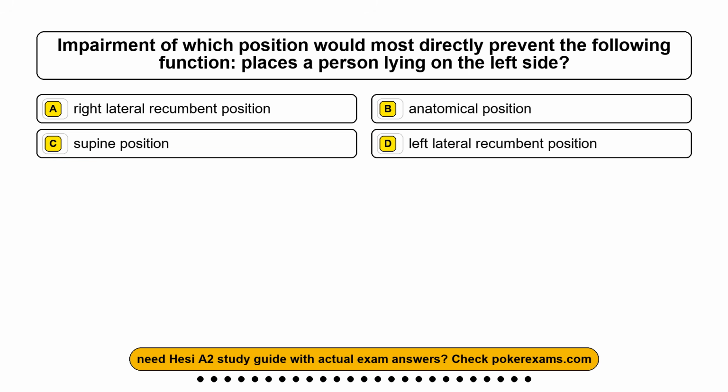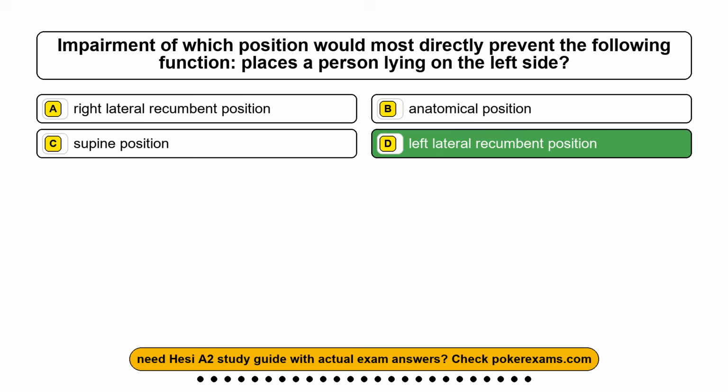Question 6. Impairment of which position would most directly prevent the following function? Places a person lying on the left side? Option A, right lateral recumbent position. Option B, anatomical position. Option C, supine position. Option D, left lateral recumbent position. The correct answer is option D, left lateral recumbent position.